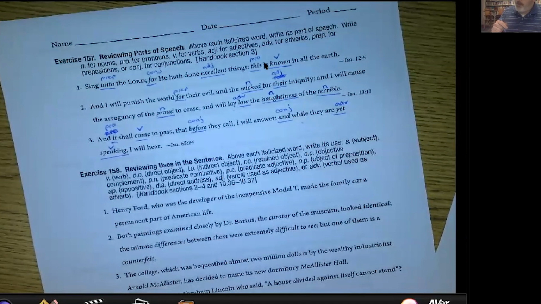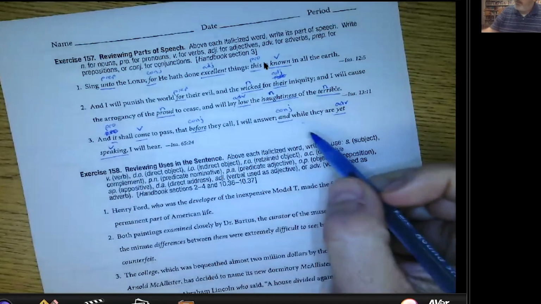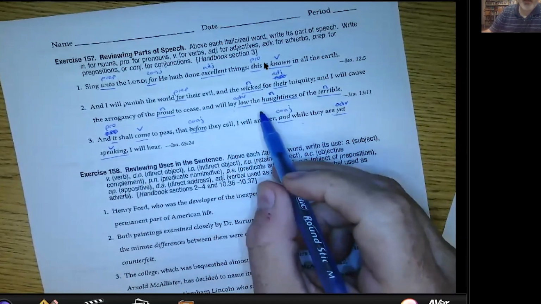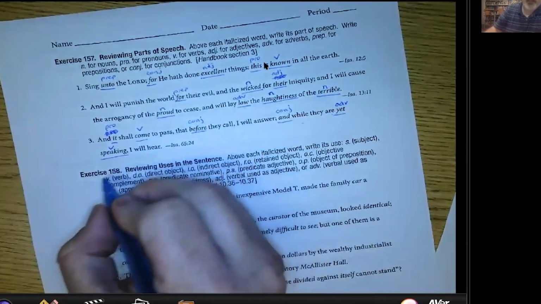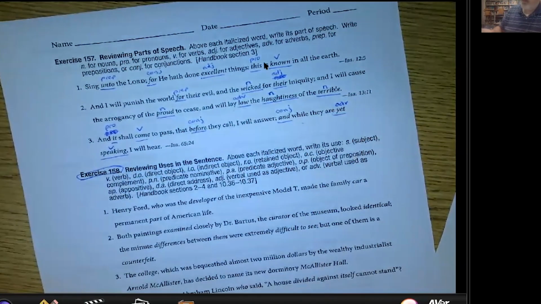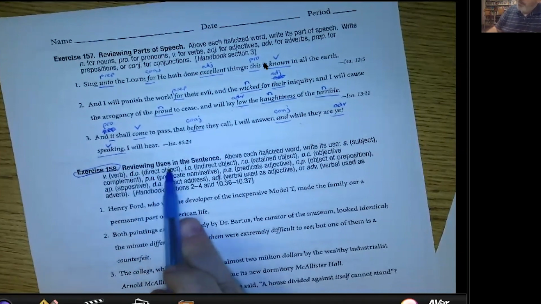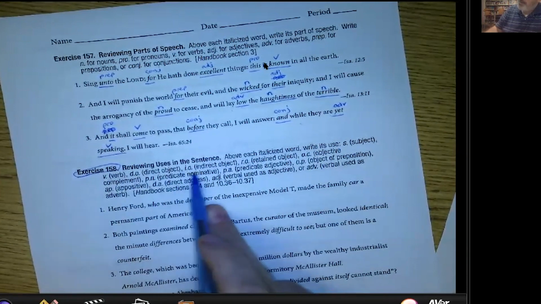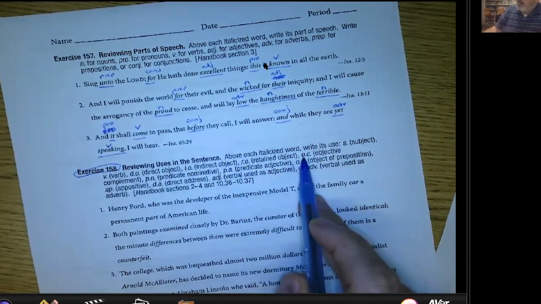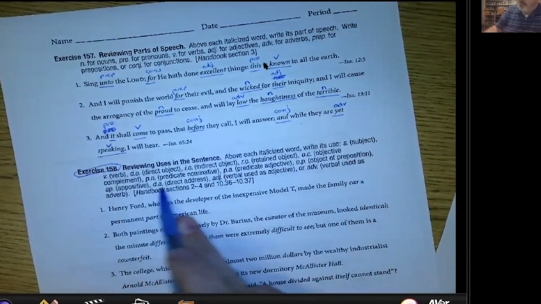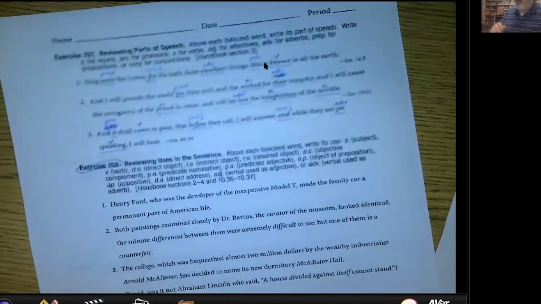All right? Good. Now, before we move on to this next unit, to prove that you are here for the whole video, I would like for you to circle exercise 158 on your paper. And if that's circled, I know that you watched this video to this point, okay? All right. Reviewing uses in the sentence. Above each italicized word, write its use: subject, verb, direct object, indirect object, retained object, objective complement, predicate nominative, predicate adjective, object of preposition, appositive, direct address, adjective, or adverb. There's a lot of things to find.